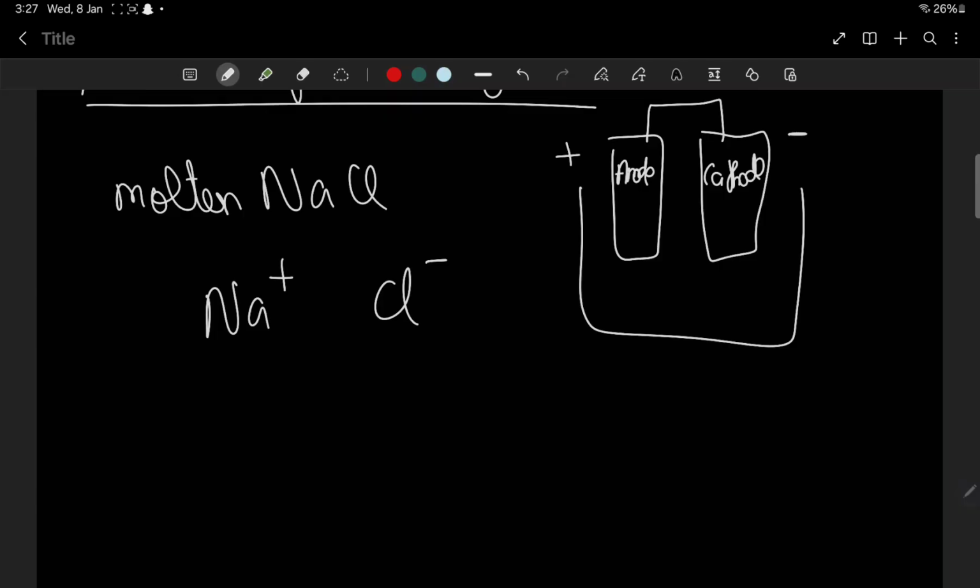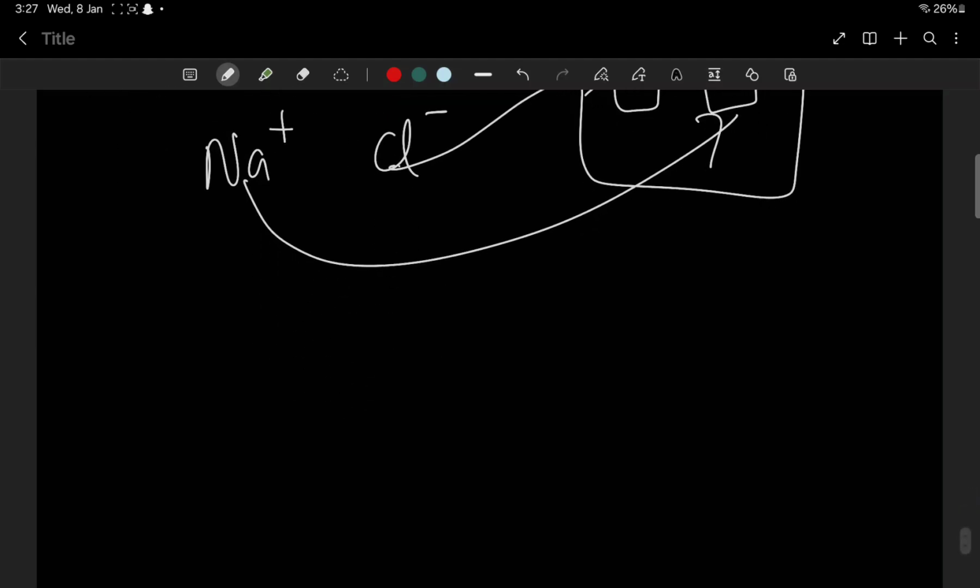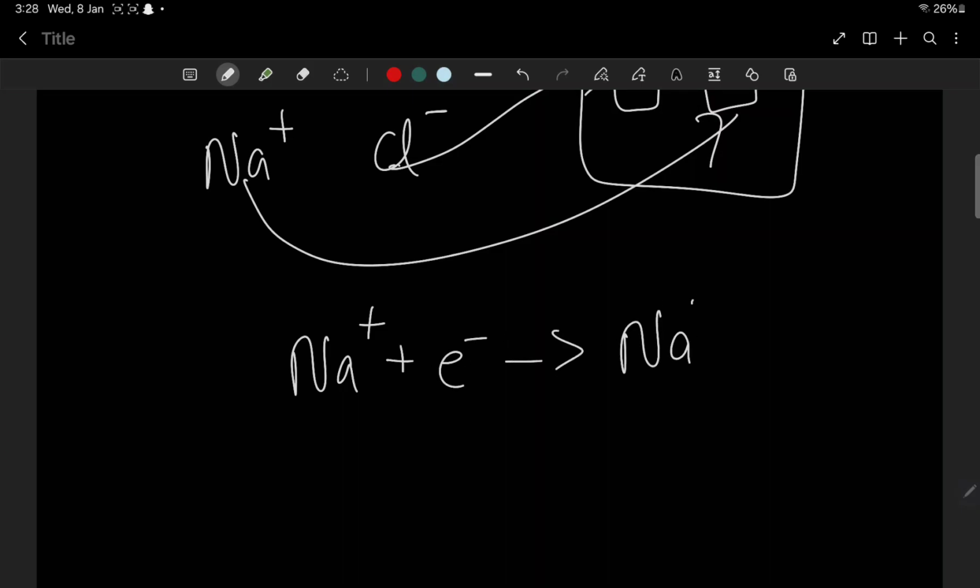Cathode is negative. So Na+ will go to the cathode and Cl- will go to the anode. Na+ will go to the cathode, accept 1 electron and become Na solid. This is reduction. So reduction takes place at the cathode. That we already know. Reduction in cathode, oxidation in anode.